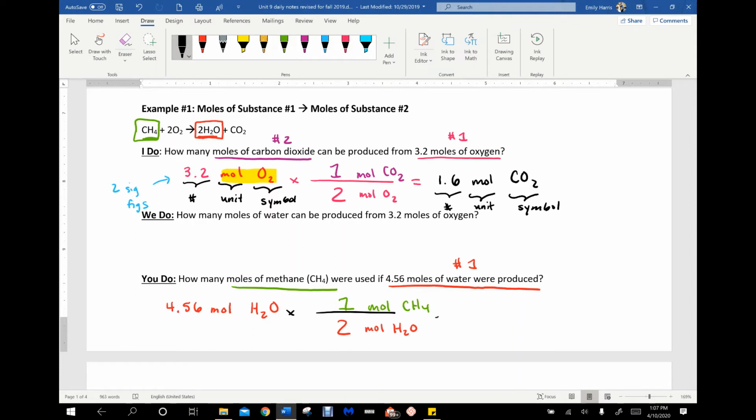Now I'm ready to solve. So I'll do 4.56 times 1 divided by 2. And that gets me 2.28 moles of CH4. And again, just to check sig figs, I started with 3 sig figs, which means I should also end with 3.